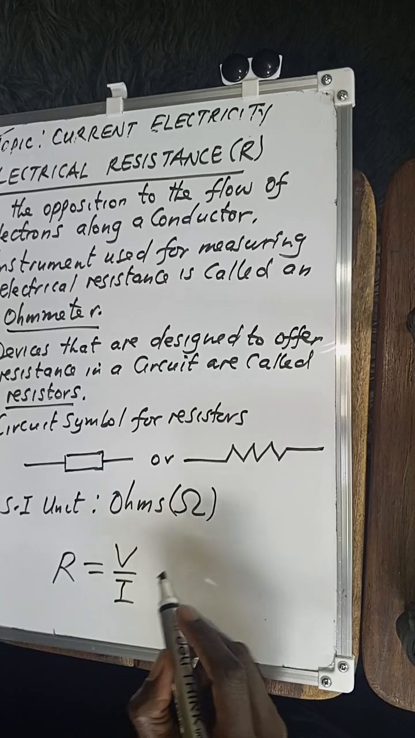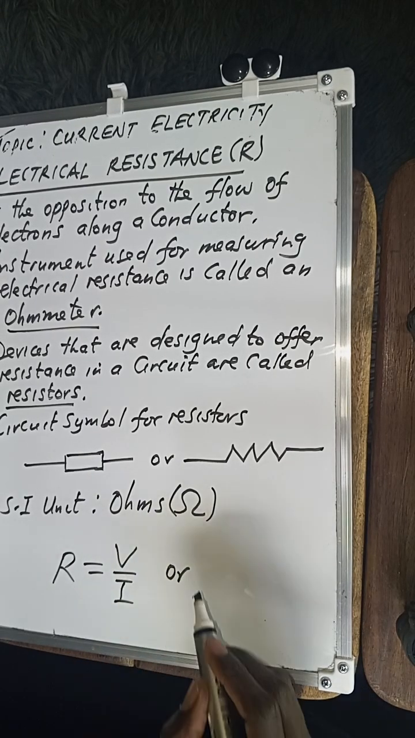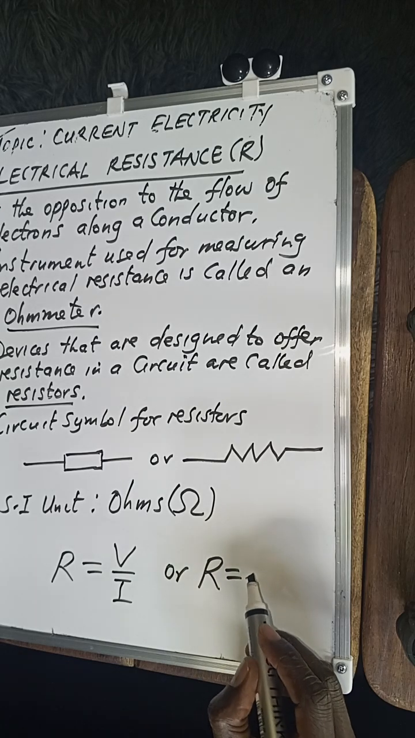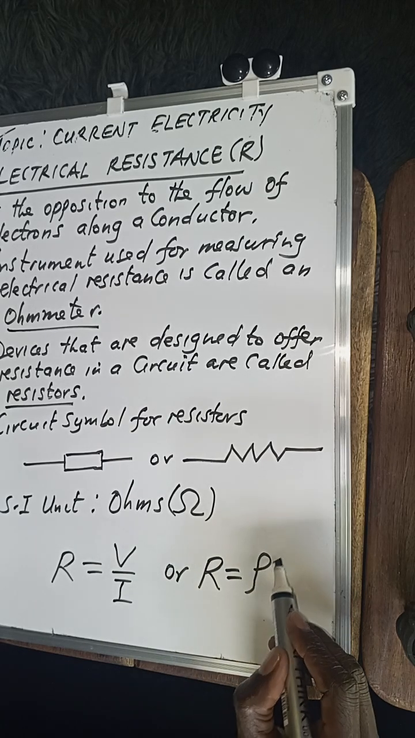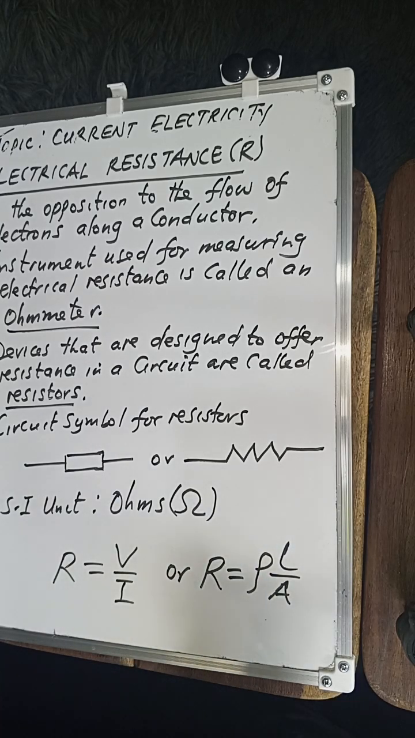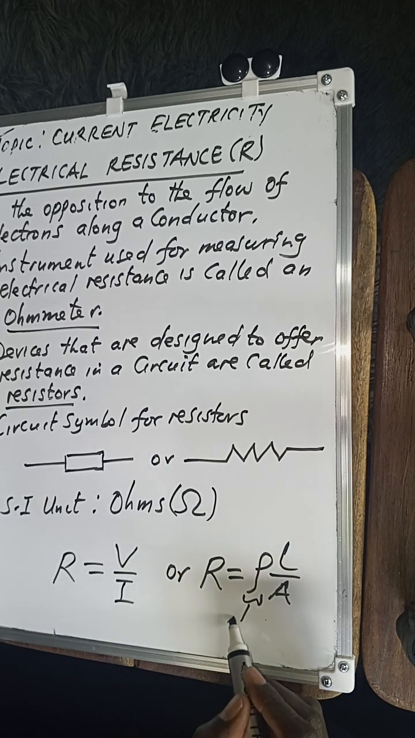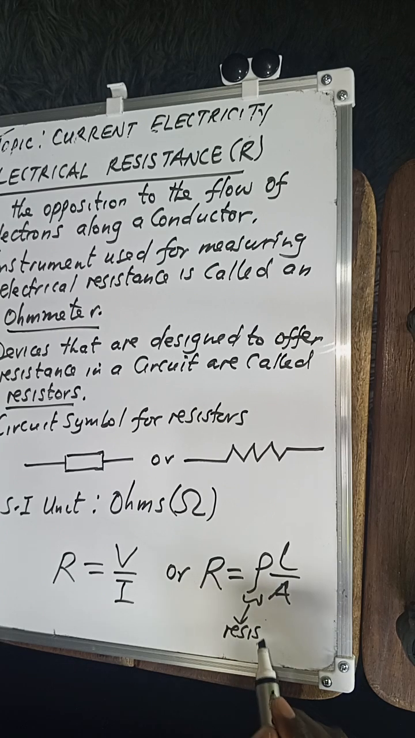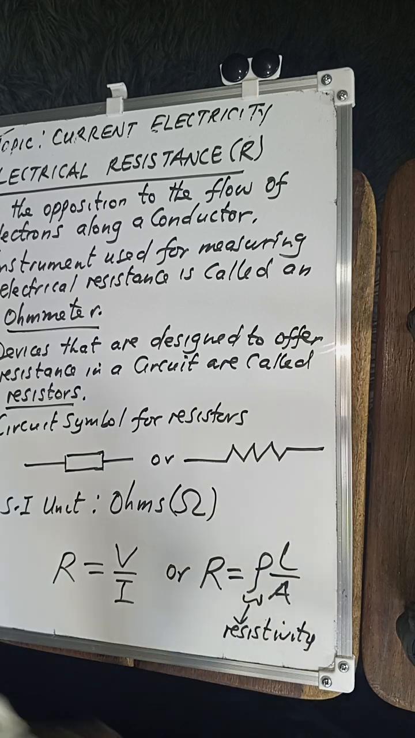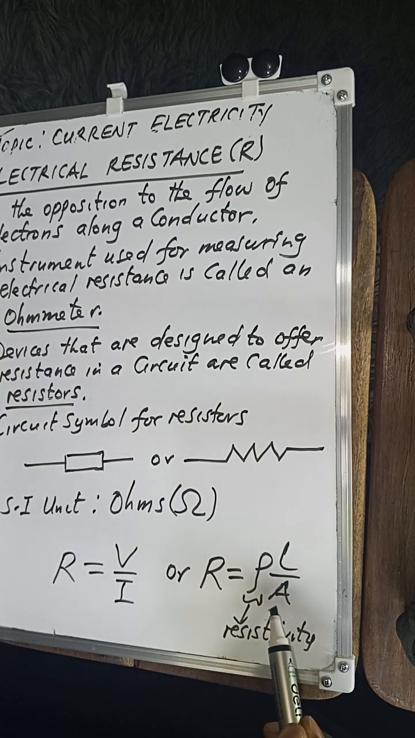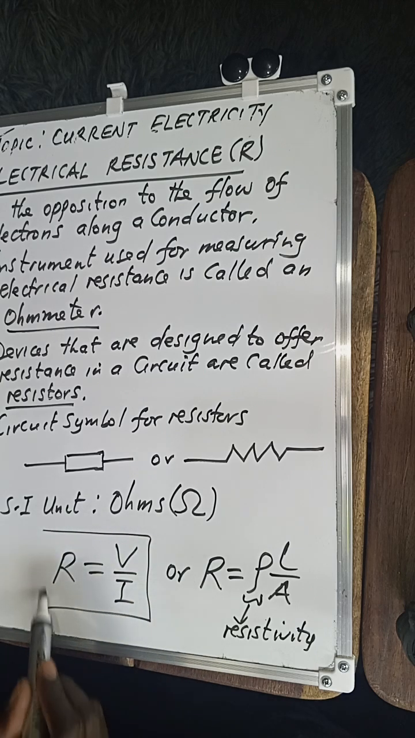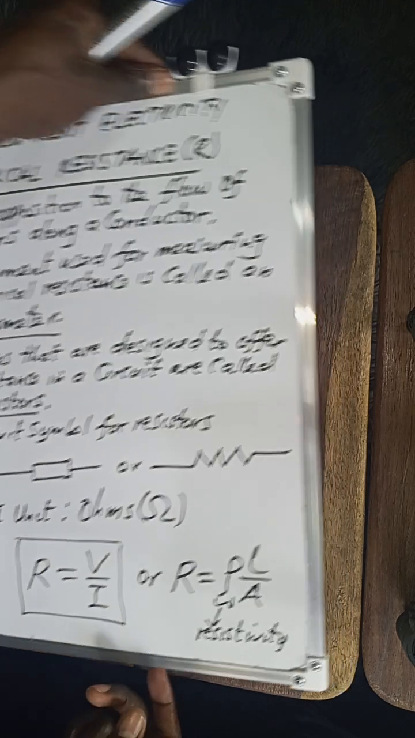But I also want to highlight to you that as you advance, you may also come across resistance being equal to resistivity times L over A. We can express it where this one is a constant that we simply call resistivity. Here L is the length, and A is the cross-section area. But of course, from Ohm's law, we remember that resistance is voltage divided by current.